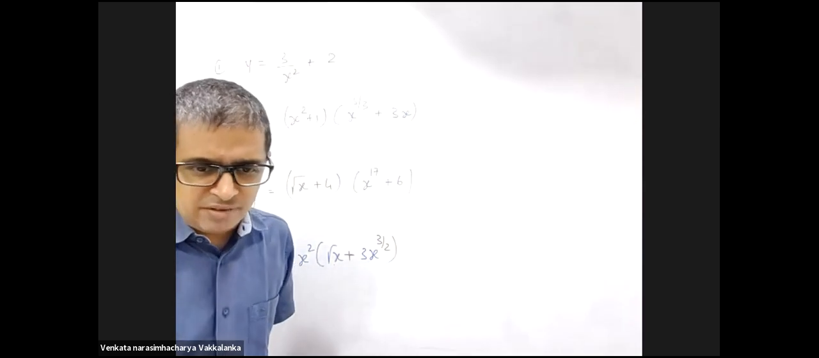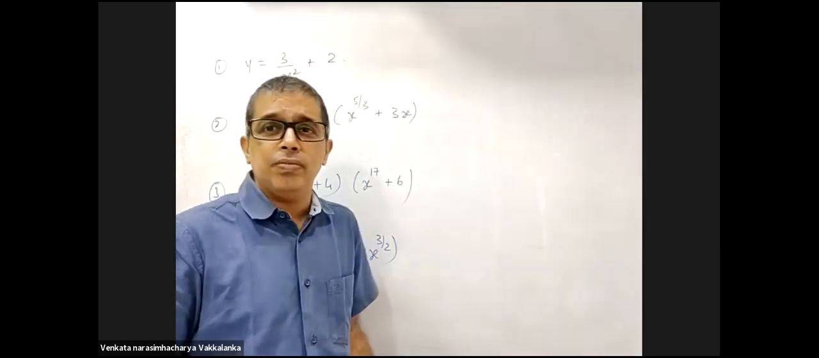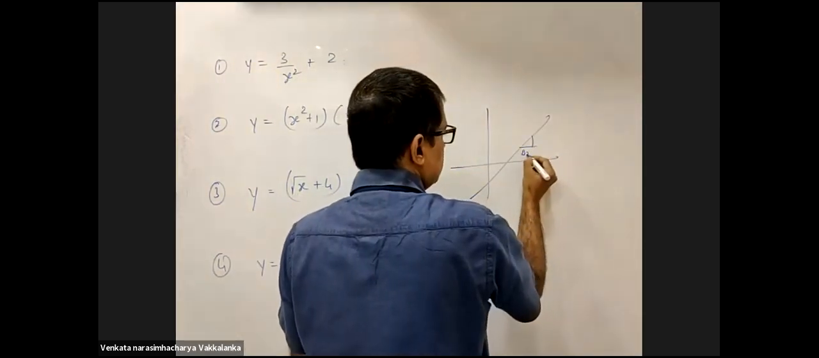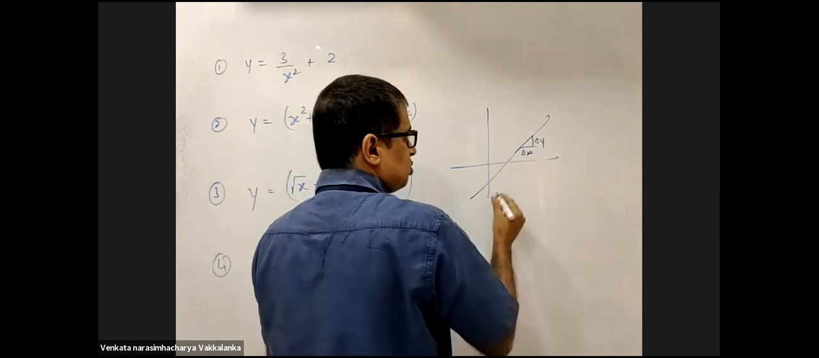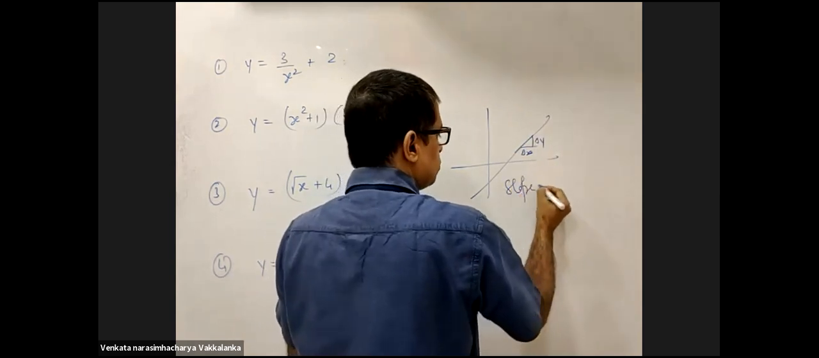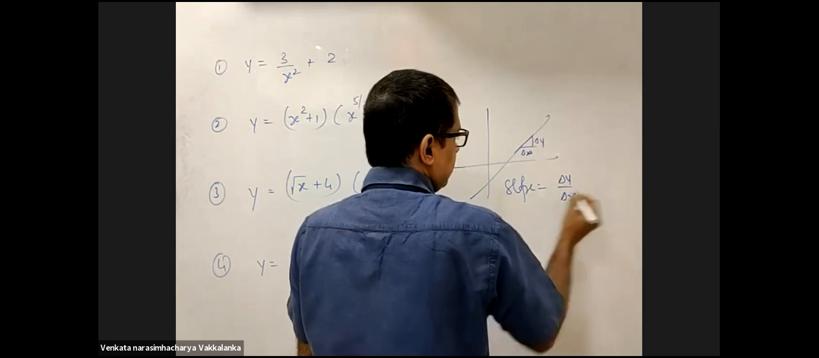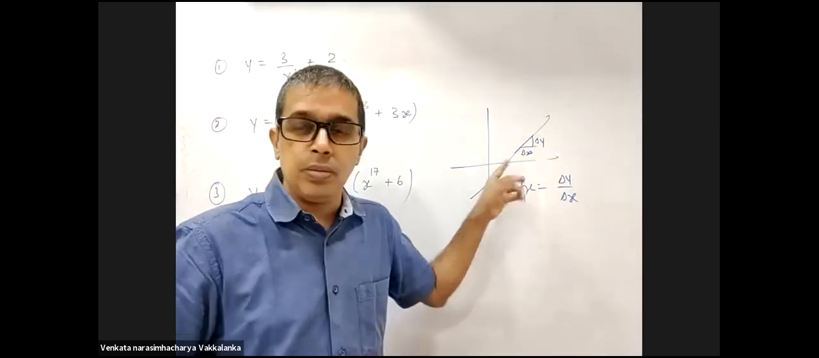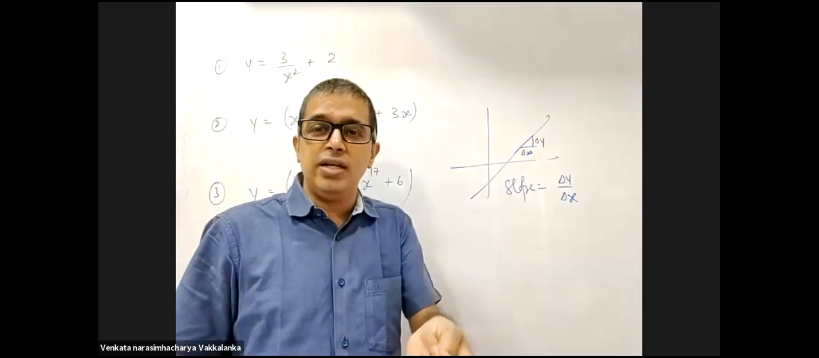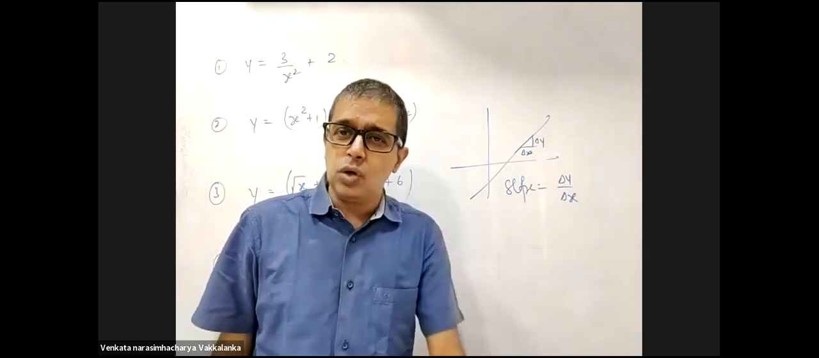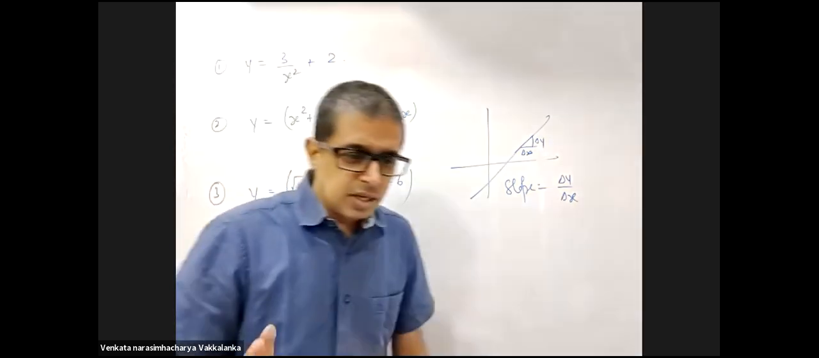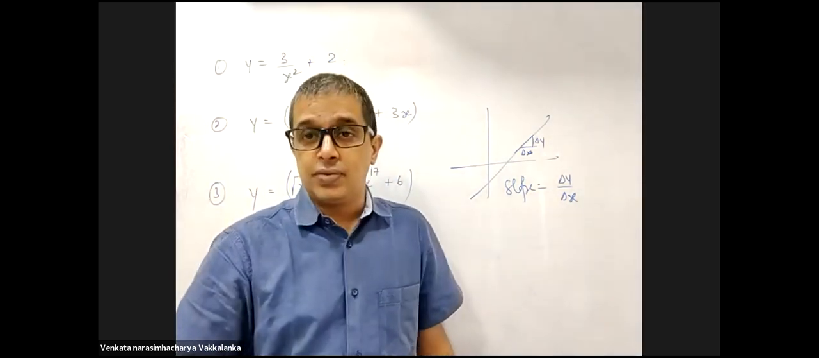Somebody is asking, can you explain why if the slope of a straight line is 2, then dy by dx is 2? dy by dx is the slope. For a straight line, what is the slope? This is delta x, this is delta y. Slope for a straight line is delta y by delta x. With the limit delta x tending to 0, I get the instantaneous slope. For a straight line, instantaneous or non-instantaneous slope will be the same. It's constant.